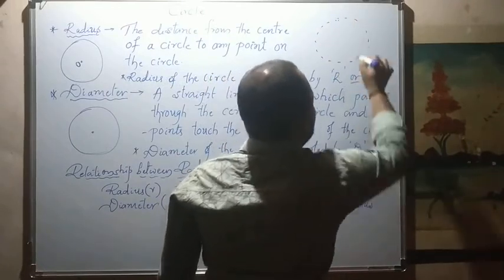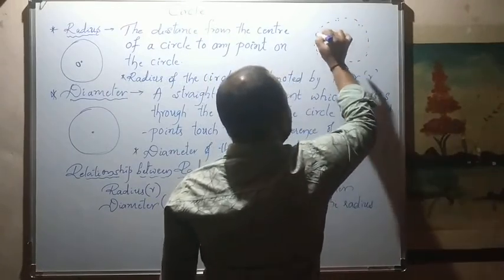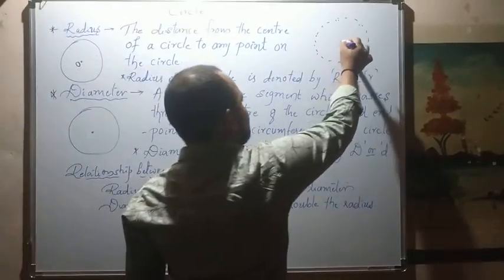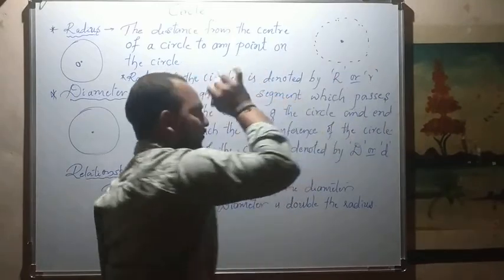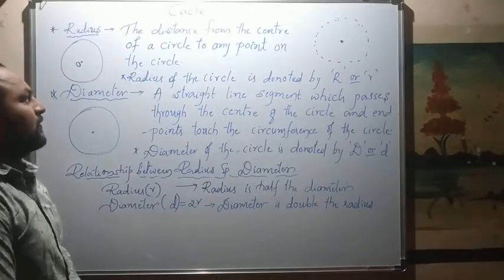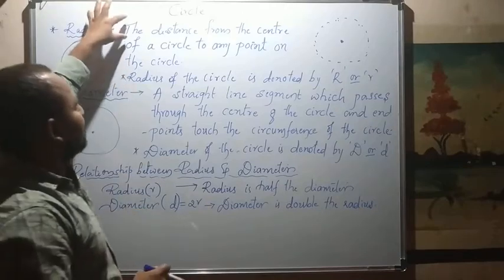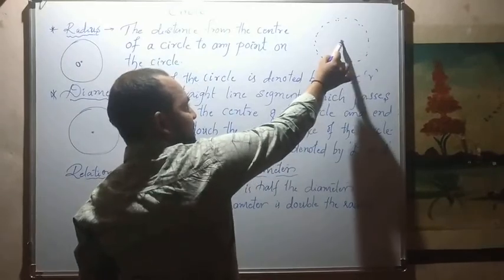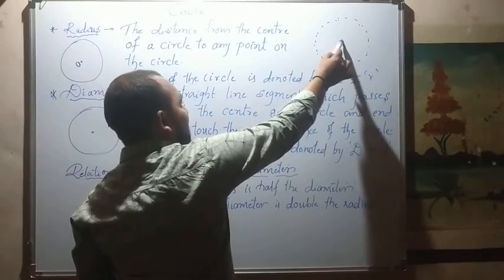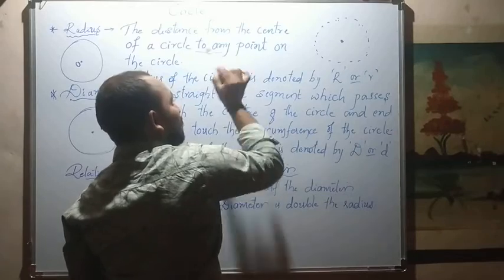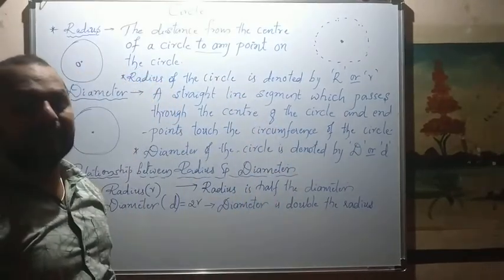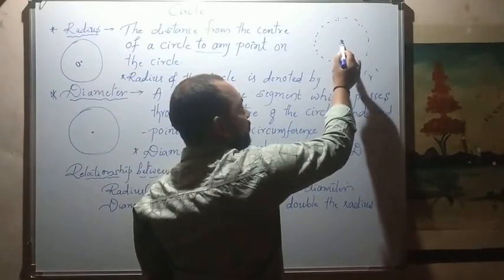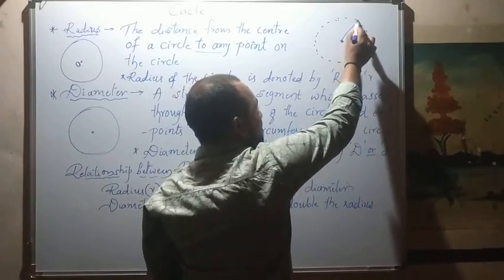Okay, these are the infinite number of points on a circle, on a plane. Here, this is the center of the circle. Then what is the definition? The distance from the center of a circle to any point on the circle.